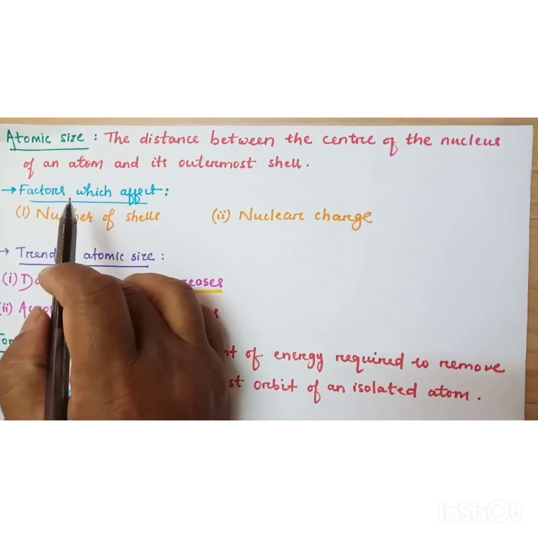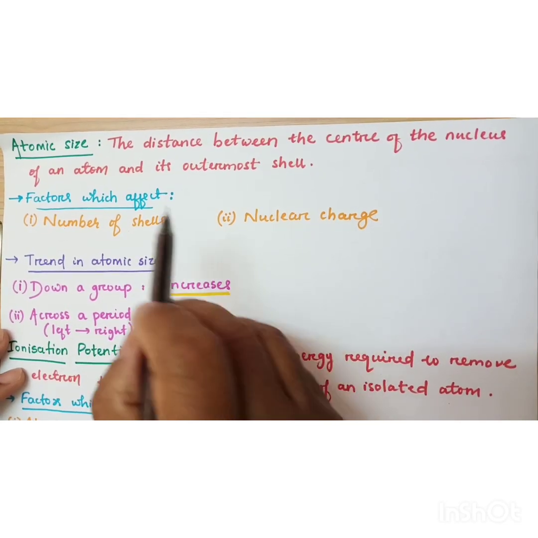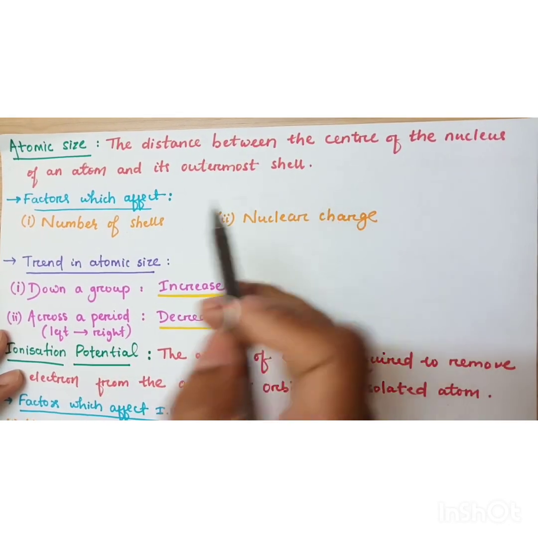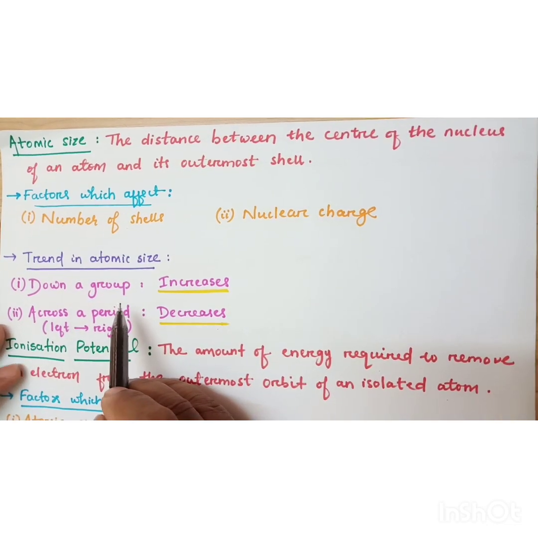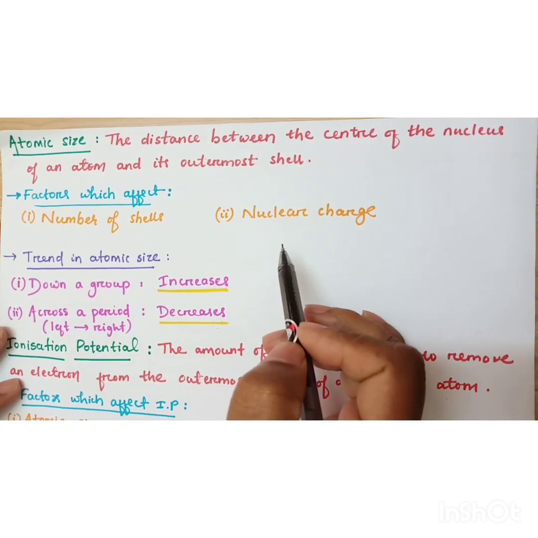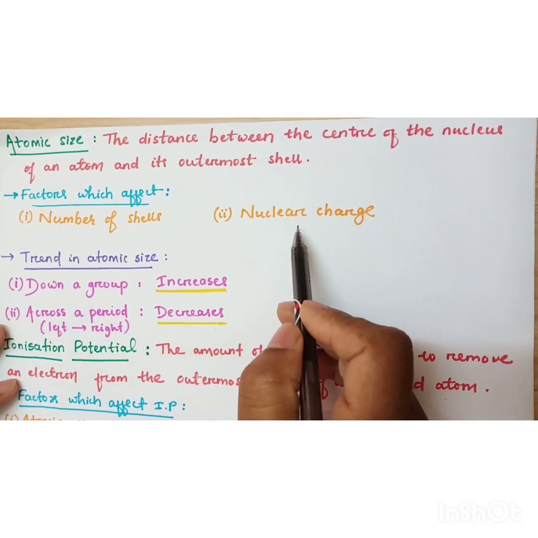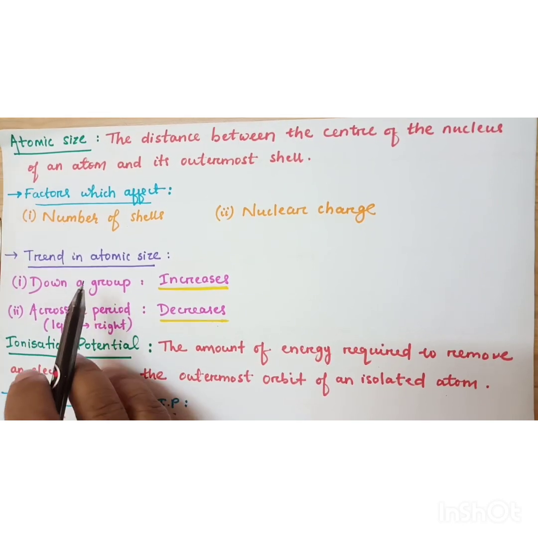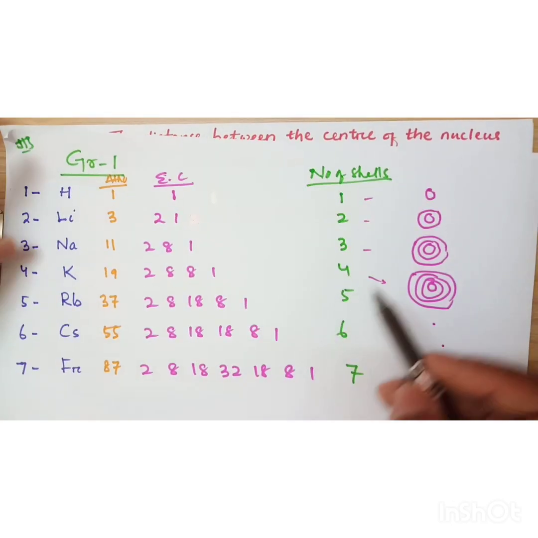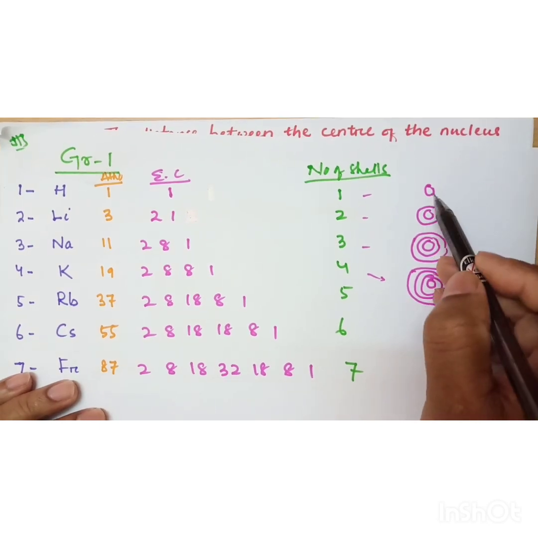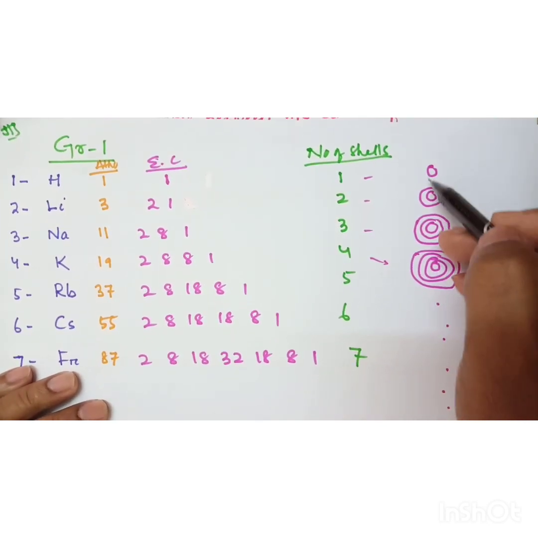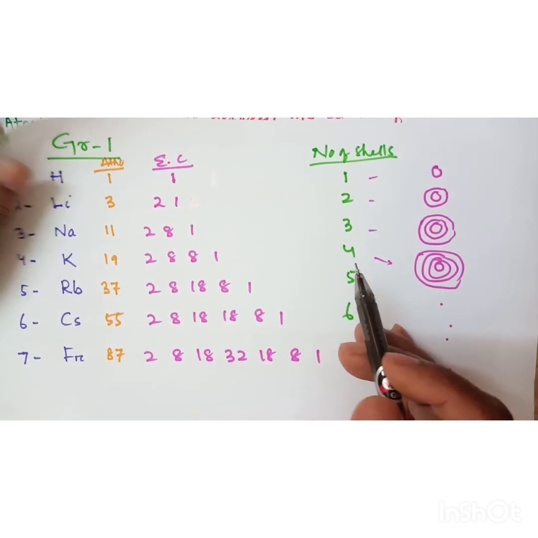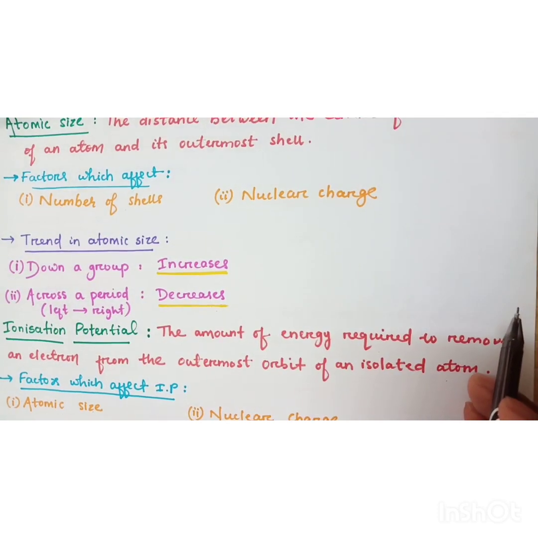Okay, now come to our next property, atomic size. What is atomic size or atomic radius? The distance between the center of the nucleus of an atom and its outermost shell is called atomic radius or atomic size. Atomic size depends upon 2 factors. First factor, number of shells. Second, nuclear charge. So now come to variation. Down a group, the number of shells increases. So this is 1 shell, this is 2 shells, 3 shells. As the number of shells increases, automatically the size increases. So down a group, the atomic size increases due to the increase in the number of shells.